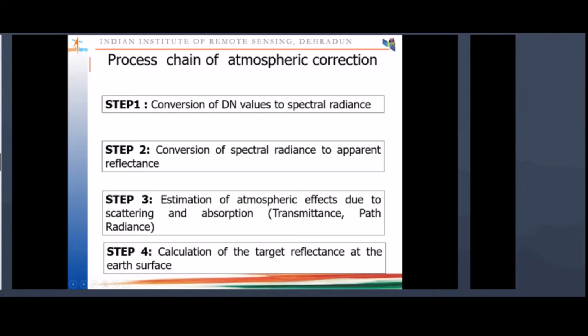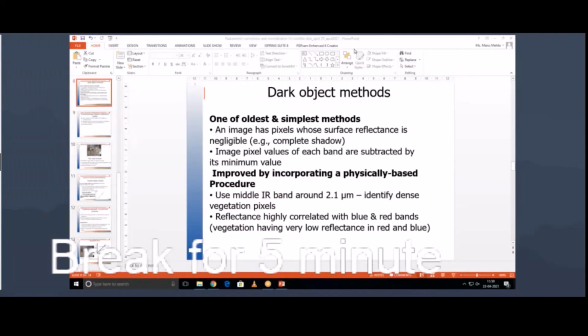So here we have two choices before us. We go for either relative or approximate methods, and second is the absolute methods. So relative and approximate methods will be the ones which we will be dealing with now, and absolute methods we will be taking up in the next class. So as I said, we'll be discussing some of the commonly used approximate methods for radiometric corrections.